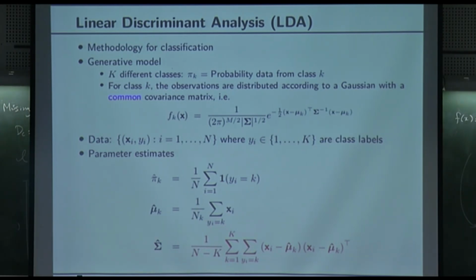Sigma hat is a little bit different. You take 1 over n minus k. Why n minus k? Because I want to make it unbiased. Summation over k going from 1 through k. Take the summation over all data points for which the class label is equal to k, xi minus its class specific mean, times xi minus its class specific mean transpose. In this particular case, you pool data from all the classes because you're assuming that the sigma is class independent. Okay? So you can estimate this.